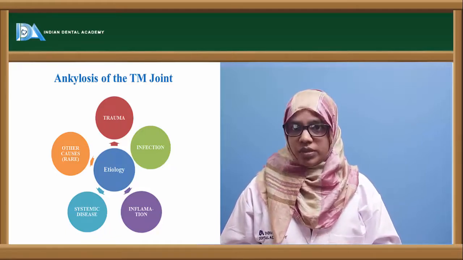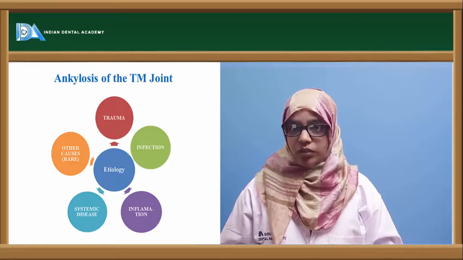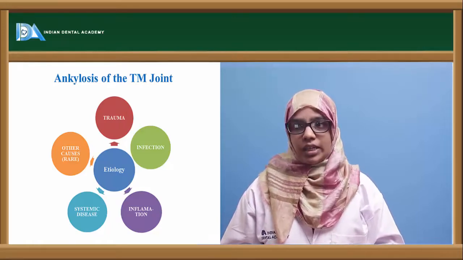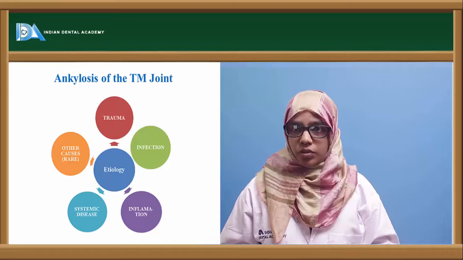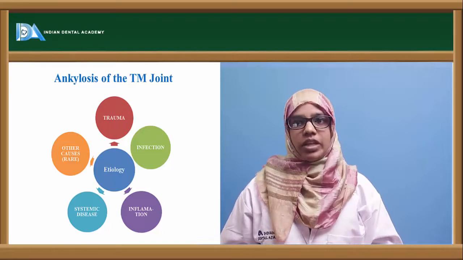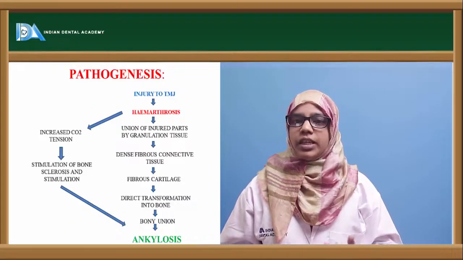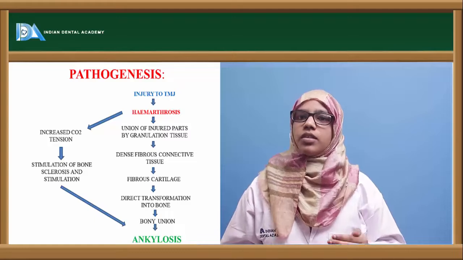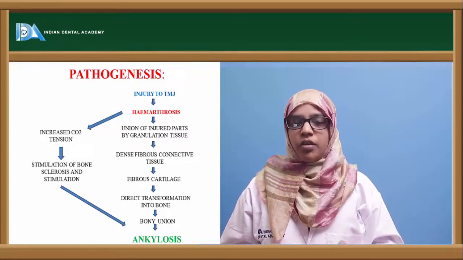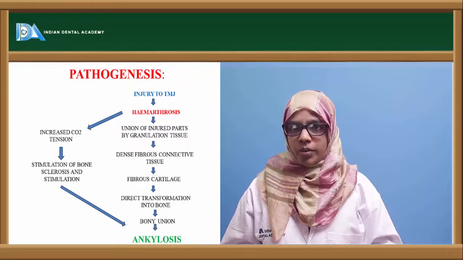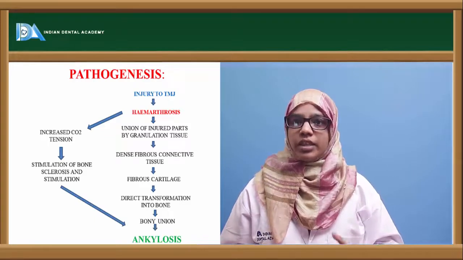Any inflammatory process like rheumatoid arthritis of the TMJ joint can also cause an ankylosis. Systemic disorders can also result in TMJ ankylosis. Let's take a look at the pathogenesis that is involved in TMJ ankylosis. Whenever there is injury or trauma, there is pooling of blood in the affected site.